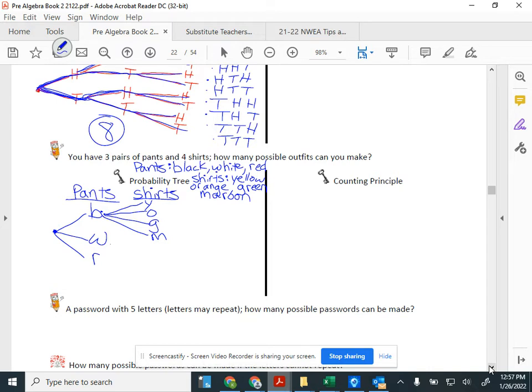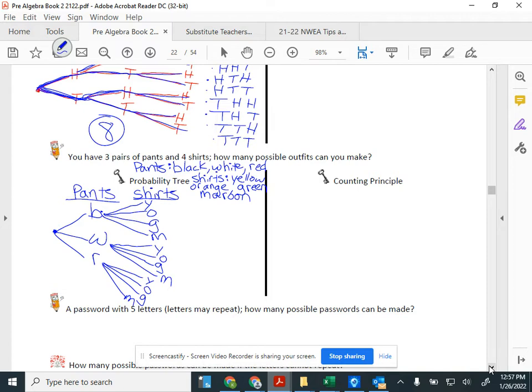Let's look at my white pants. I could have a yellow shirt, an orange shirt, a green shirt, and a maroon shirt. Oh boy, look at my red. Oof, I'm running out of room. Yellow, orange, green, and maroon. This is the downside of doing our probability tree. The more options you have, the bigger your tree gets, and the more room you need. So that is one of the drawbacks of doing a probability tree.